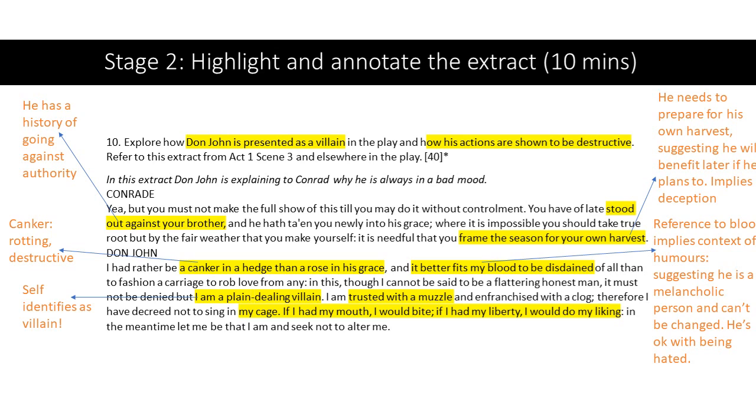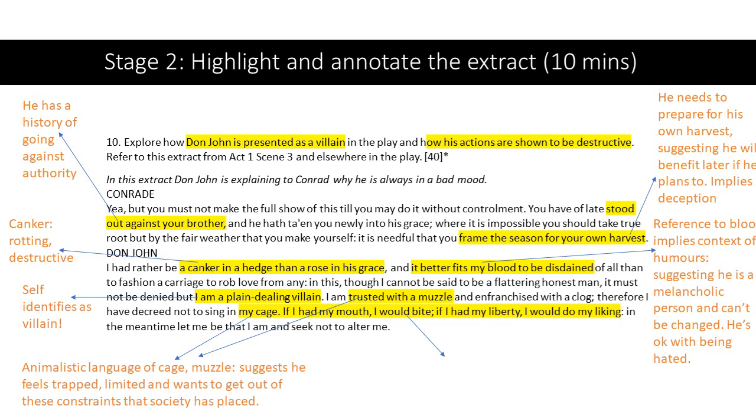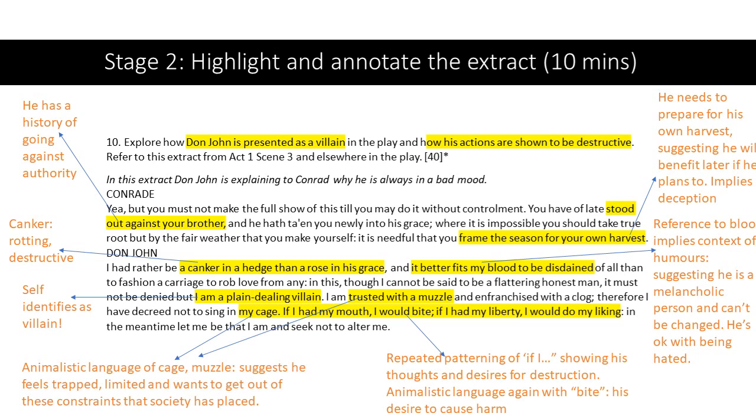"I'm a plain-dealing villain." He self-identifies as a villain. You've got animalistic language of cage and muzzle, suggesting he feels trapped, limited, and wants to get out of these constraints society has placed on him.